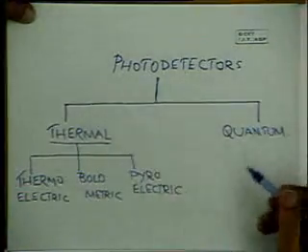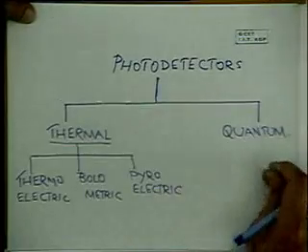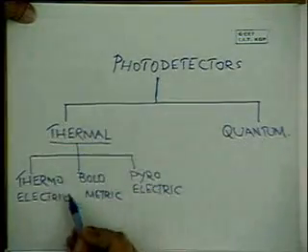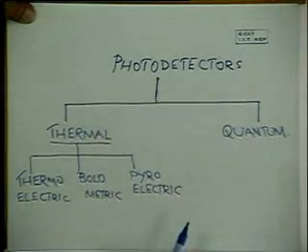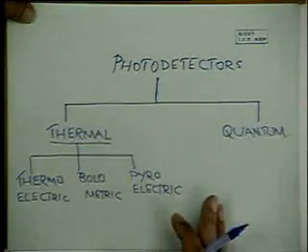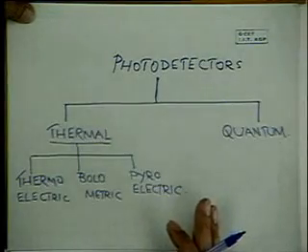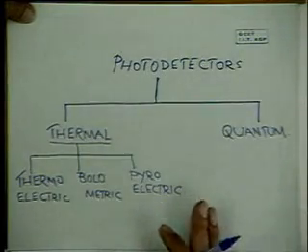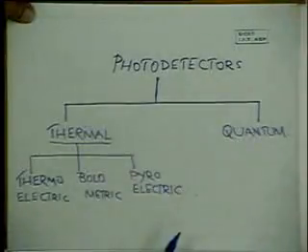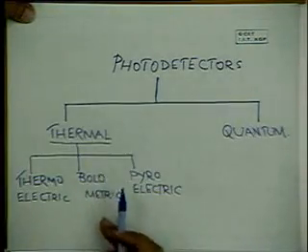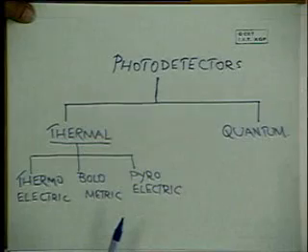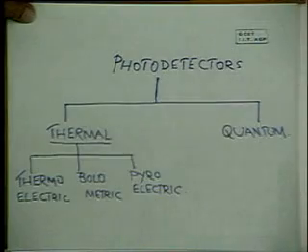Thermal detectors have the advantage of having a wide spectral range, right from the UV to the millimeter wave. They do not require cooling. They are quite rugged and inexpensive. However, their limitation is that their detectivity is rather poor compared with quantum detectors. So we'll discuss thermoelectric detectors and bolometric and pyroelectric in brief, and then go on to discuss the various types of quantum detectors.